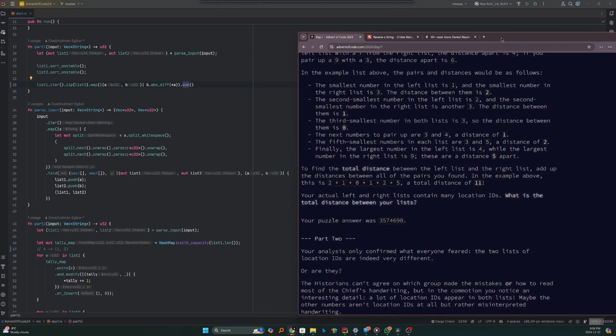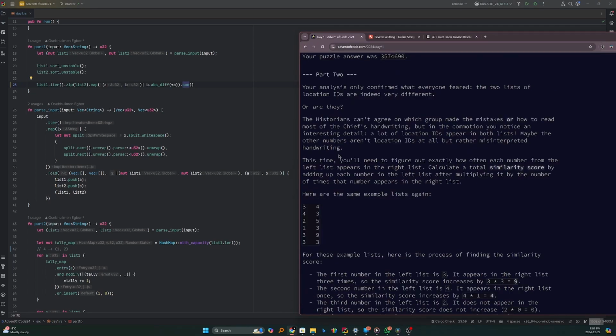Part two. Your analysis only confirmed what everyone feared. The two lists of location IDs are indeed different. Very different. I did not read that at all. I read from my mind. Or are they?